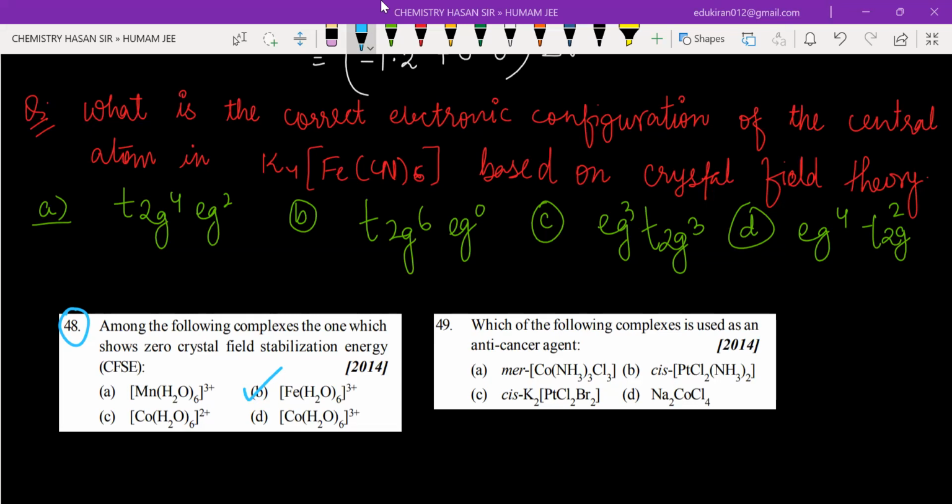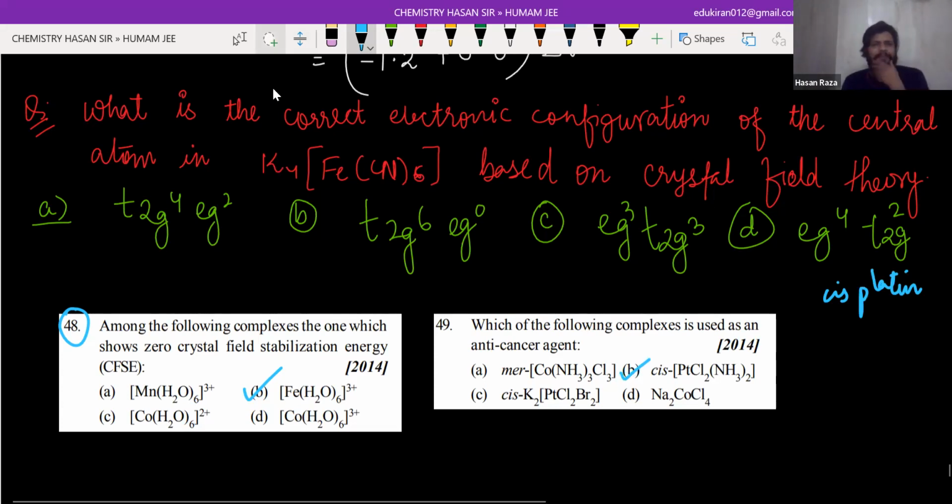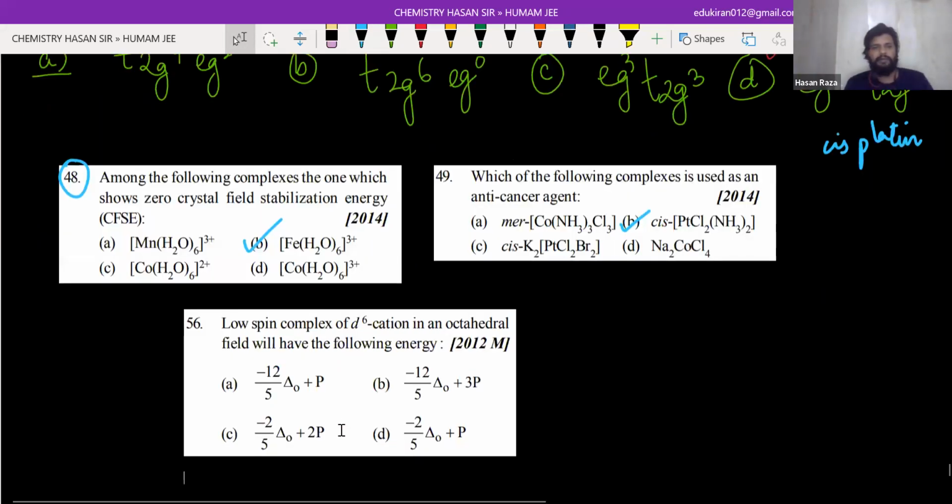Any answer? Oh, this question is very easy. It's theoretical. You know, in anti-cancer, you are using cisplatin. This is B. So it's just theoretical. We use it as an anti-cancer drug. Please do this. You need to solve this.